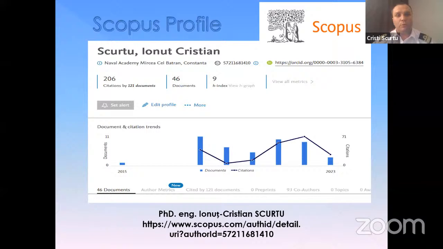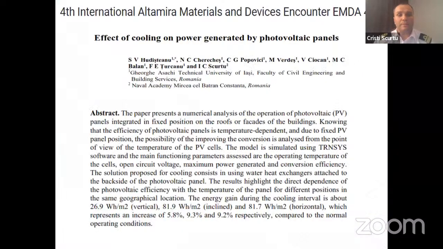You will also find my Scopus profile online with more than 46 documents. Maybe at the end of this year, I will pass 51 documents, and I have more than 200 citations.